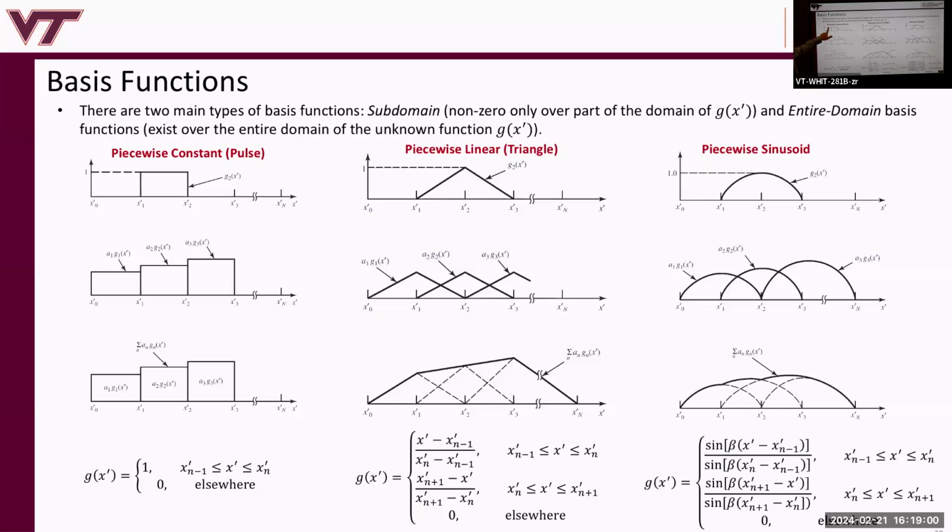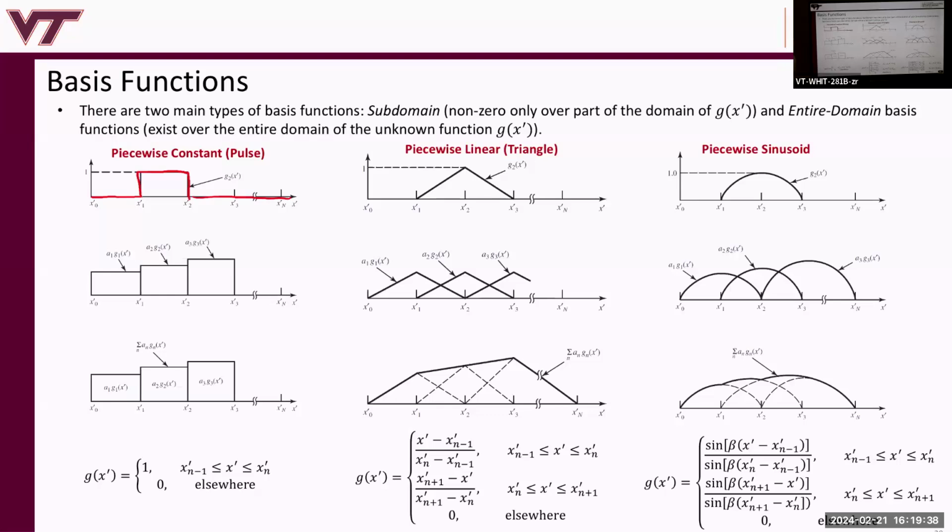One very popular set is piecewise constant, otherwise known as pulses. These pulses are non-zero only over part of the domain of g of x prime. For example, here we're showing g2 of x prime, and it's only non-zero over this domain. Otherwise, it's equal to 0 everywhere else, and it has a unit amplitude over that domain.